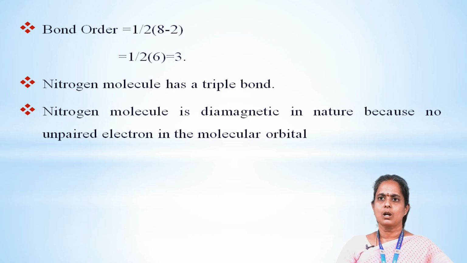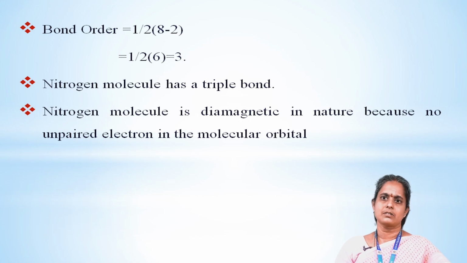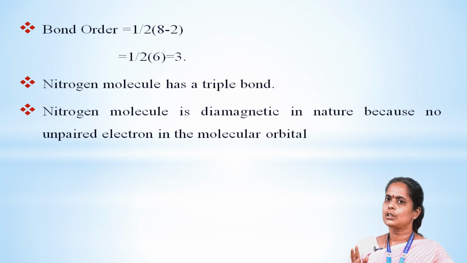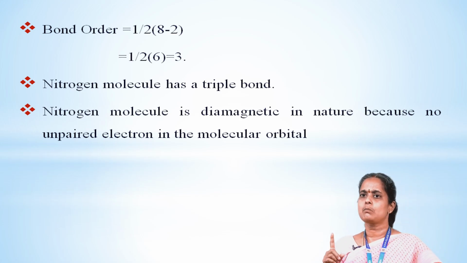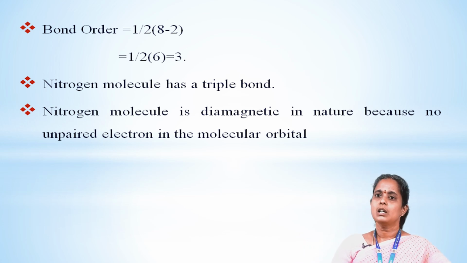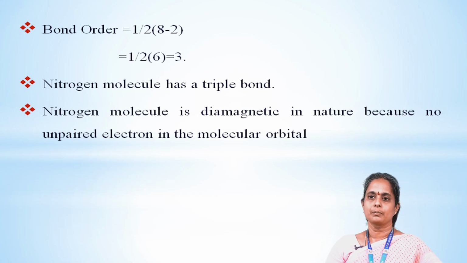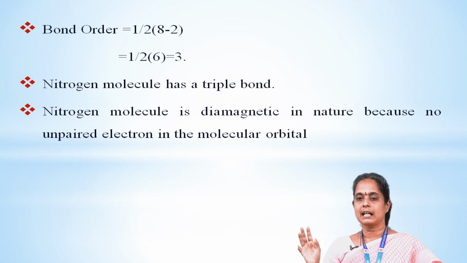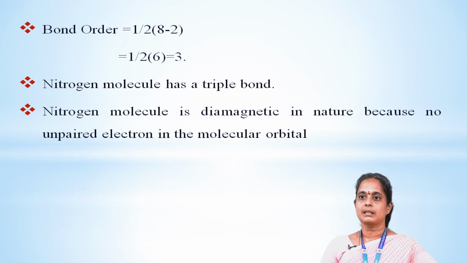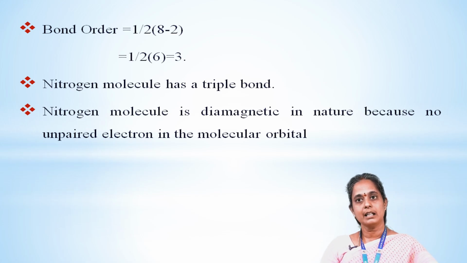There are 2 electrons each in the sigma 2s and sigma star 2s orbitals, so they become anti-bonding orbitals. There are 2 electrons in the sigma 2p molecular orbital and pi 2p molecular orbitals. So, there is 1 sigma bond and 2 pi bonds in a nitrogen molecule, that is N triple bond N. Since there are no unpaired electrons in the molecular orbital structure, the nitrogen molecule is diamagnetic in nature.